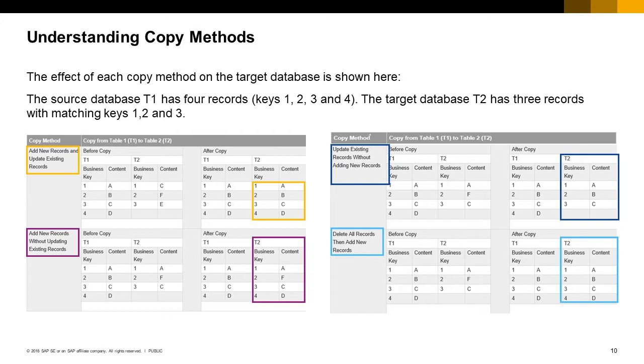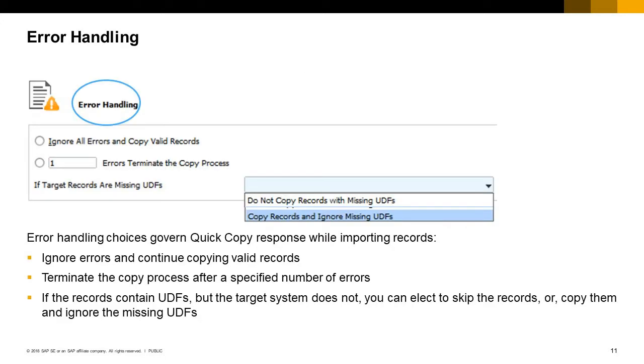This option deletes data for a matching key, then adds new records. The error handling choices govern the Quick Copy response to an error while importing the records. You can choose to skip the affected record and continue copying valid records, or stop the copy process when the number of errors reaches a specified limit.